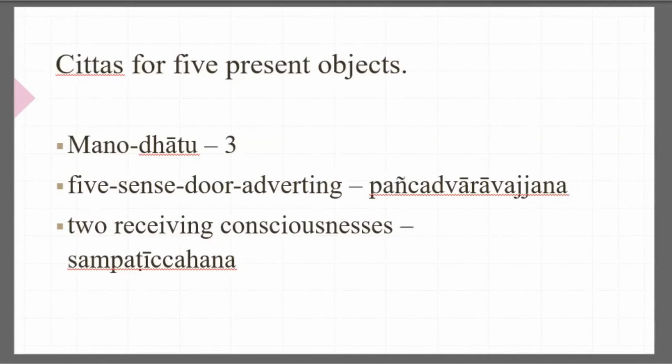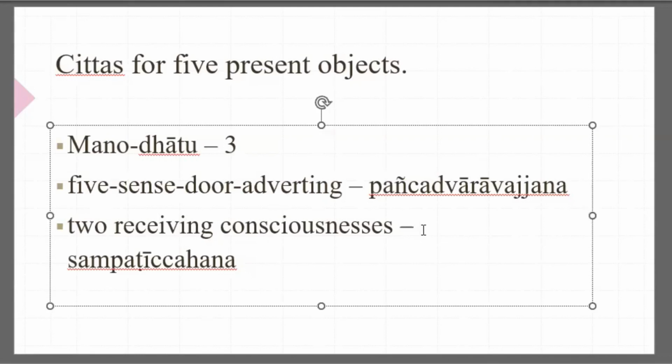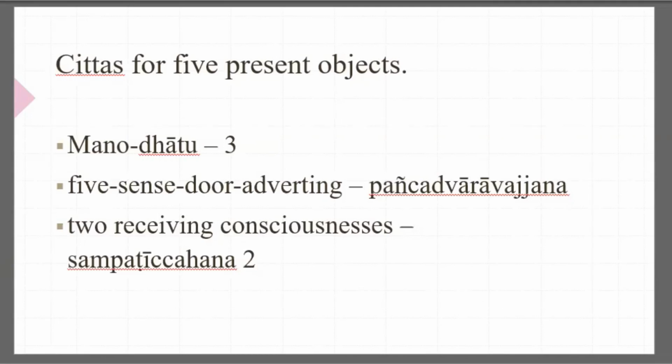That is what we call in Pali, can you remember the Pali term? Sampatichana. How many Sampatichana Cittas? There are 2 Sampatichana Cittas. Yes, I have already mentioned. There are 2 Sampatichana Cittas. Altogether, how many? Panchadvara Vajjana 1, Sampatichana 2.